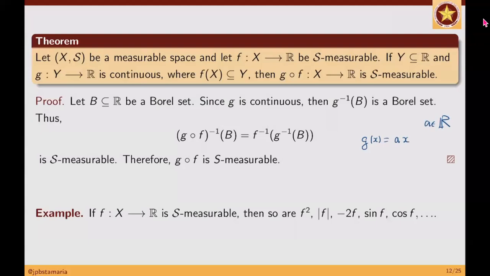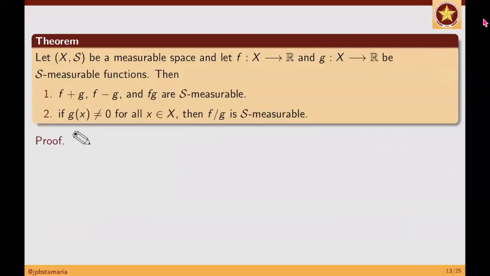Naintindihan niyo ba? Naintindihan yung moral of the story? Huwag niyong pansinin yung details. Naintindihan yung idea: if you apply a continuous function to a measurable function, the resulting function is still measurable. Tatandaan niyo yan ha. This is a very important result.